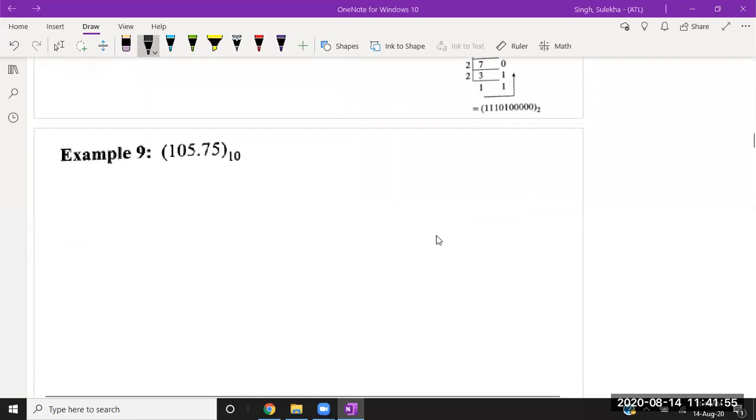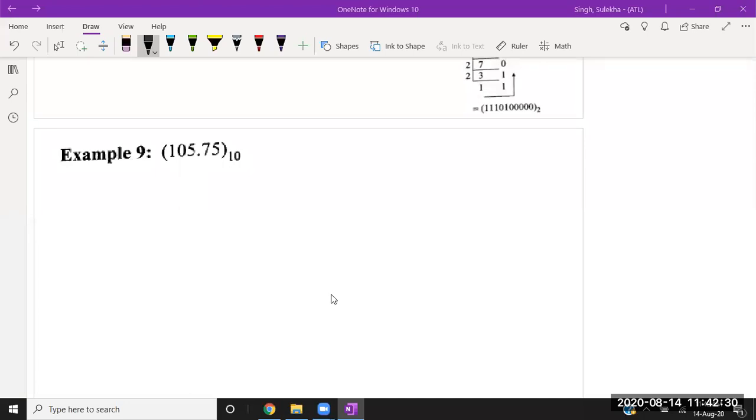We haven't discussed what the method for conversion is if there is a decimal fractional part. So in today's lecture, we will see the method for conversion if the number has a fractional part. I think you have gone through these things in your schooling time, maybe in 12th or in 11th.